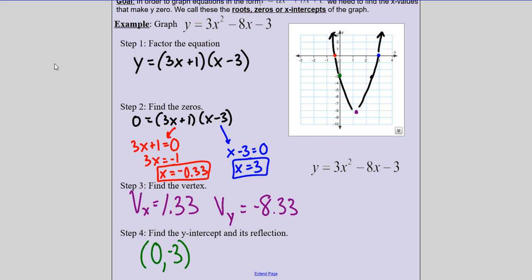That is it for today. That is how you graph by factoring, even if you have a leading coefficient that is not 1.